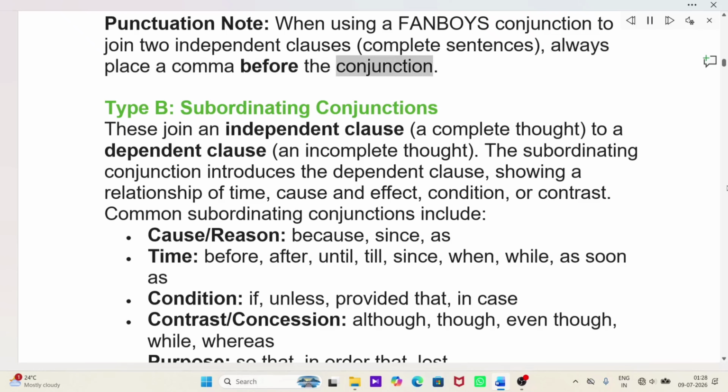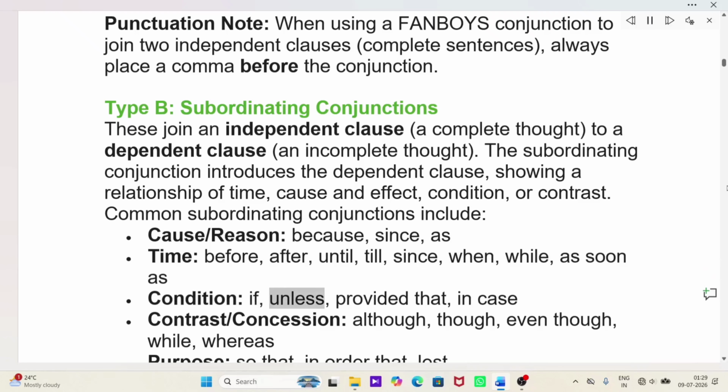Type B: subordinating conjunctions. These join an independent clause, a complete thought, to a dependent clause, an incomplete thought. The subordinating conjunction introduces the dependent clause, showing a relationship of time, cause and effect, condition, or contrast. Common subordinating conjunctions include cause/reason: because, since, as. Time: before, after, until, till, since, when, while, as soon as.